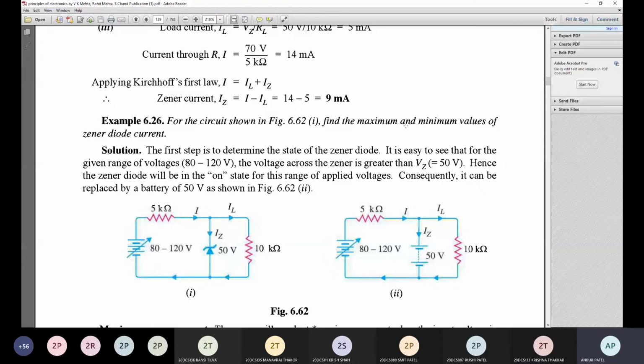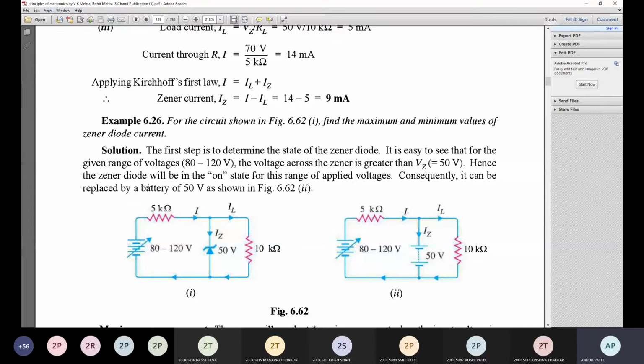Okay. So here in the solution it is written: it is easy to see that for the given voltage range 80 to 120 volt, the voltage across the Zener is greater than VZ. So it should be greater than 50, and then we can operate it as a closed switch, or on state. Obviously this range, 80 to 120, is greater than 50 volt. For maximum, we need to consider 120 volt. For minimum, we need to consider 80 volt. Hence the Zener will be in the on state for this range of applied voltages.